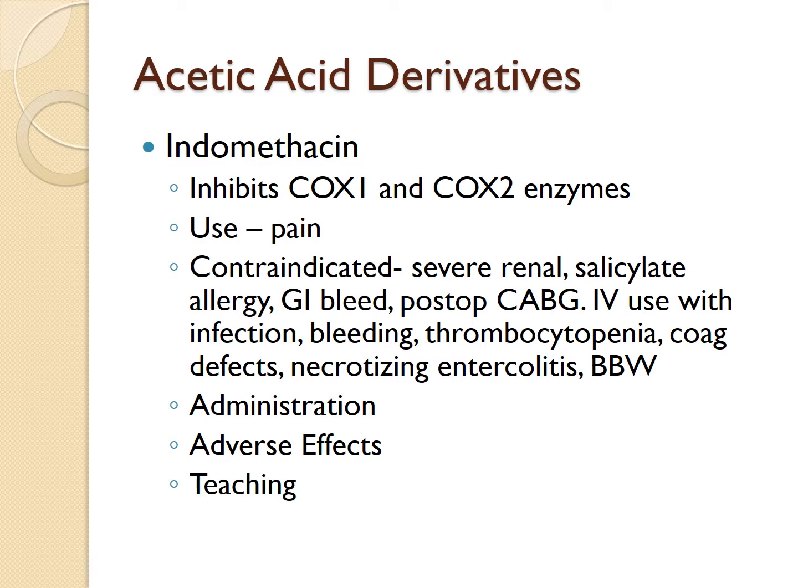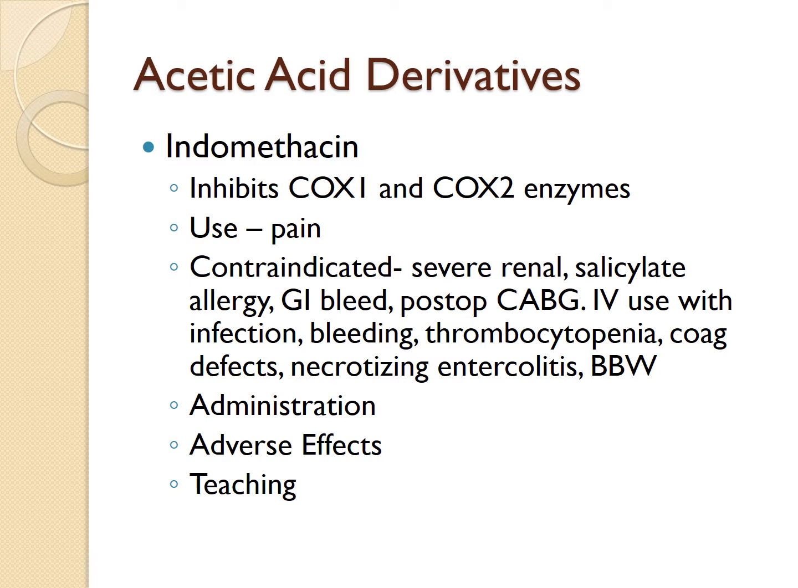Indomethacin is the acetic acid derivative, and it inhibits the COX-1, COX-2 enzymes. It's used for pain. It's also used for some other things. It's administered to relieve pain associated with rheumatoid arthritis, osteoarthritis, ankylosing spondylitis, which is an inflammatory process of the vertebra in the spine, causes some of the vertebrae in the spine to fuse together. It's also used for bursitis, tendinitis, and gouty arthritis.